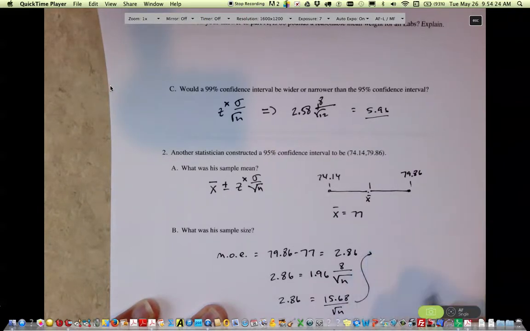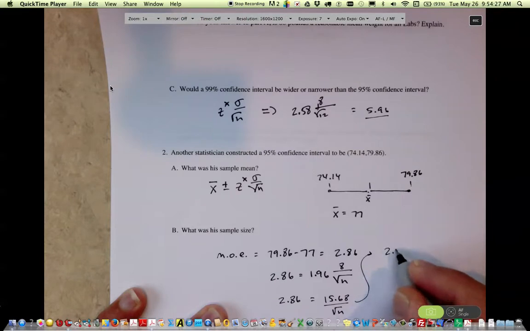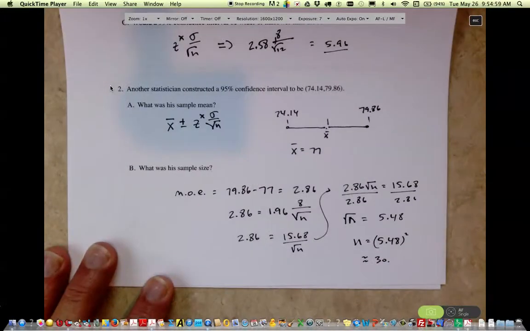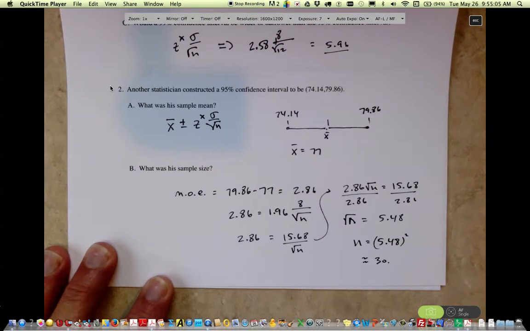Okay, taking this a little bit further, if I multiply both sides by the square root of n, we're going to get 2.86 square root of n is equal to 15.68. If I divide both sides by 2.86, we're going to get square root of n is equal to 15.68 divided by 2.86, which is going to give me 5.48. And then if you square both sides, you're going to get n is about 5.48 squared, which is about 30. So his sample size is going to have to be about 30 in order for us to get a confidence interval of 95% that is going to go between those two numbers.